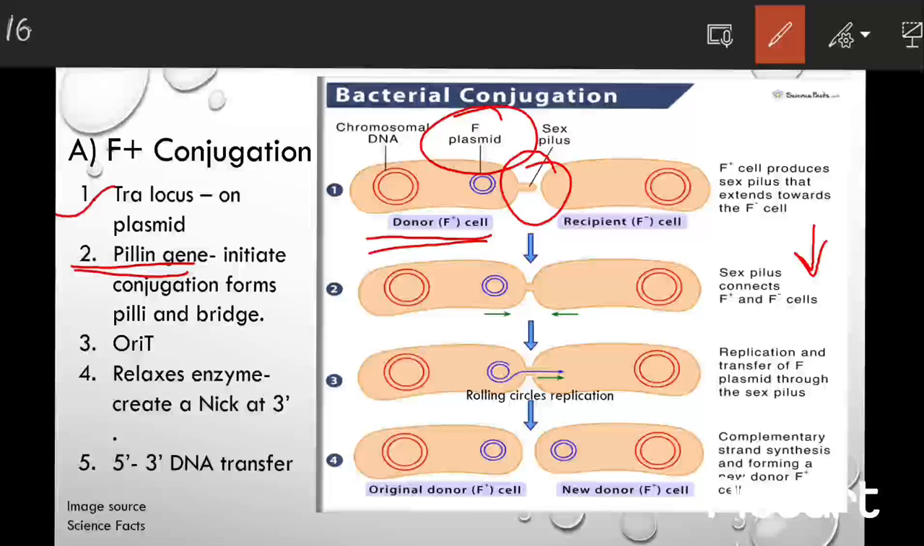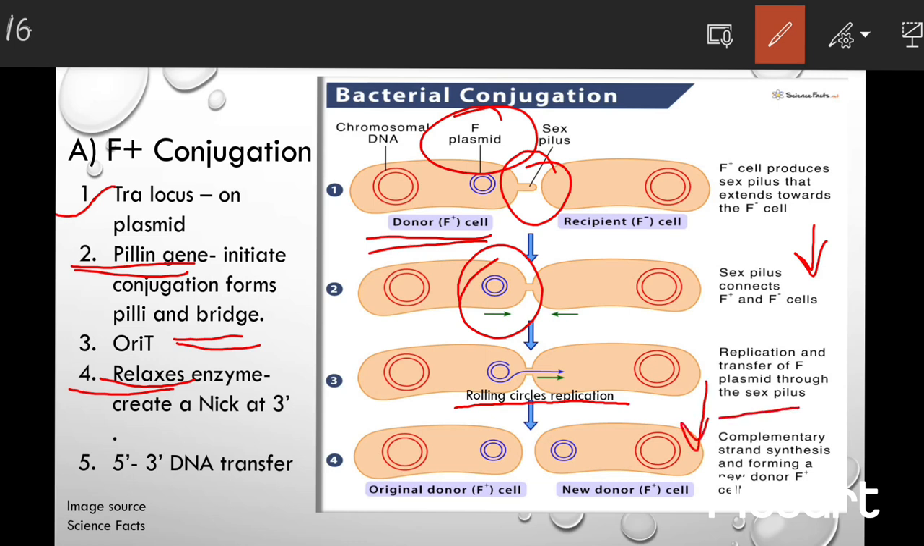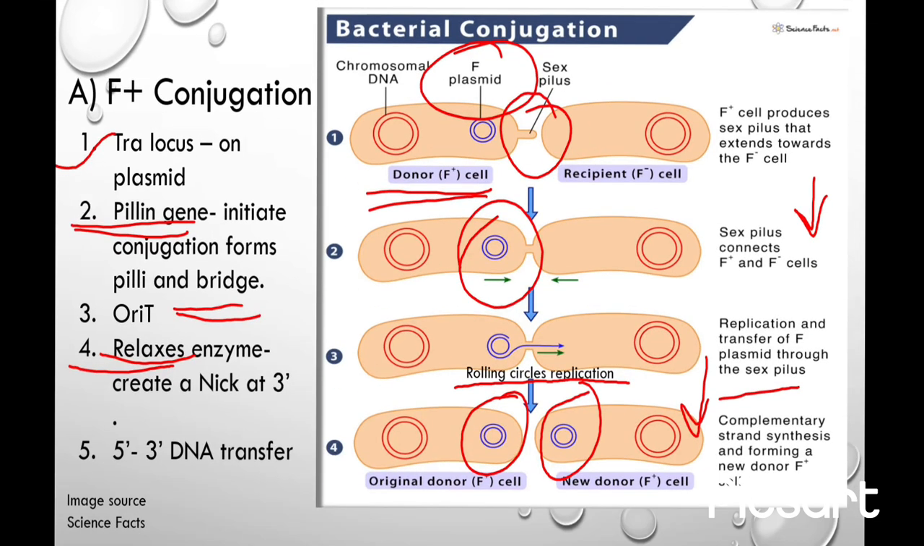Then, in the next step, the sex pilus connects the F plus and F minus cells. That means conjugation has been initiated, and the relaxase enzyme will nick the DNA strand of the F plasmid at the specific oriT position. The F plasmid is also a double stranded DNA molecule, we already know that. So the relaxase enzyme cuts the DNA at the oriT region, that means the origin of transfer region. Then, by using the rolling circle replication mechanism, replication and transfer of the F plasmid through the sex pilus occurs. In the last step, the fourth step, 5 prime to 3 prime DNA transfer has been done. Then the donor cell has the F plasmid, and the recipient cell also has the F plasmid. In this way F plus conjugation occurs.